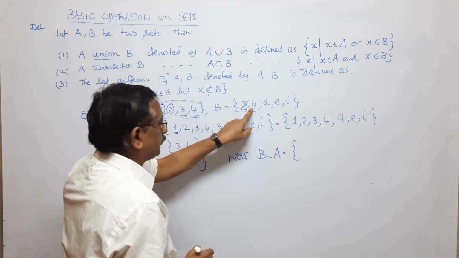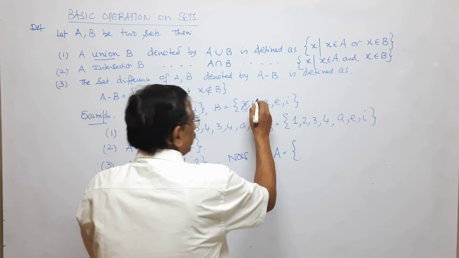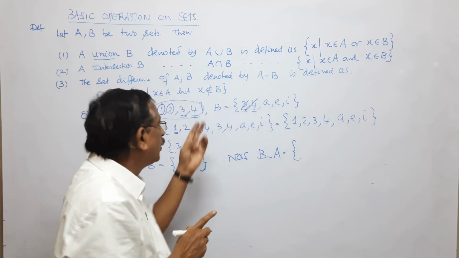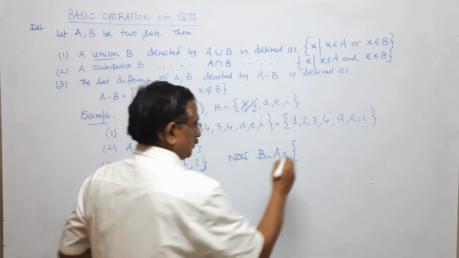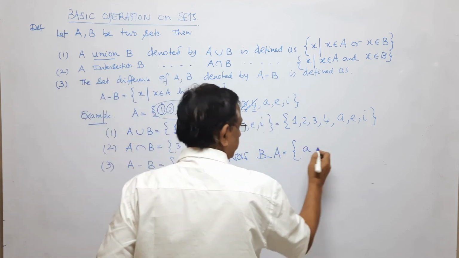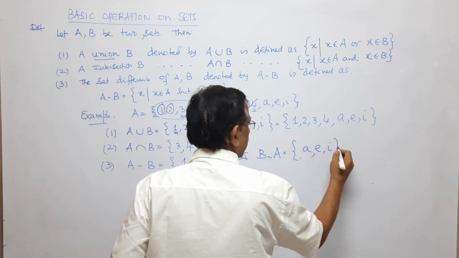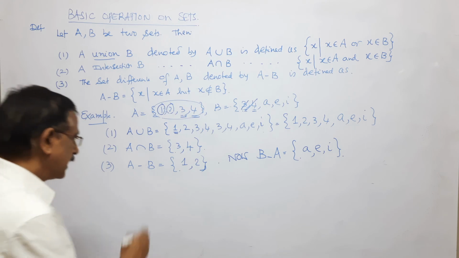Similarly, what about 4? 4 is in B as well as in A. So I cannot write down 4. I can write down only those elements of B which are not in A. So A is in B but not in A. E is in B but not in A. I is in B but not in A. So B minus A is A, E, I.